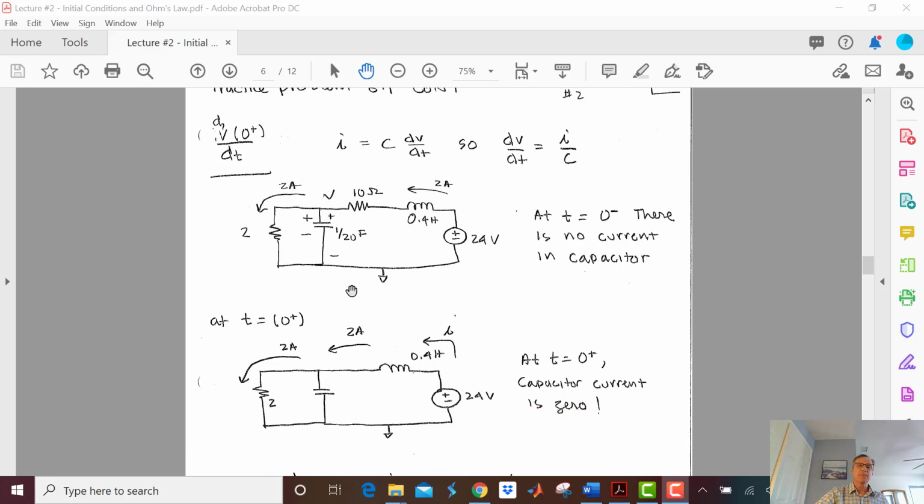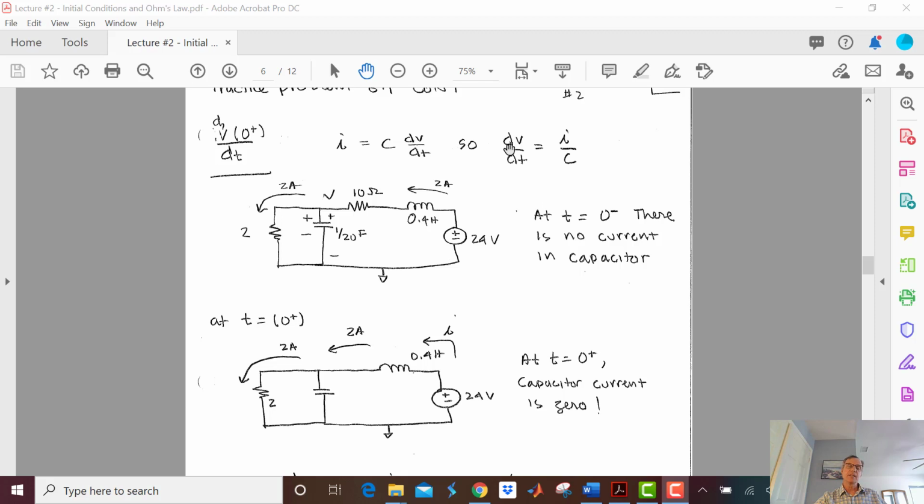Now let's look at t equals 0 plus. At t equals 0 plus, I'm going to keep my 4 volts here. That means I'm going to have 2 amps going this way into this resistor. And I know that I can't change this inductor current quickly. So let's look at that with KCL. I have 2 amps going this way and 2 amps going this way. That leaves no amps going here. So my capacitor current is going to be equal to 0 at t equals 0 plus.